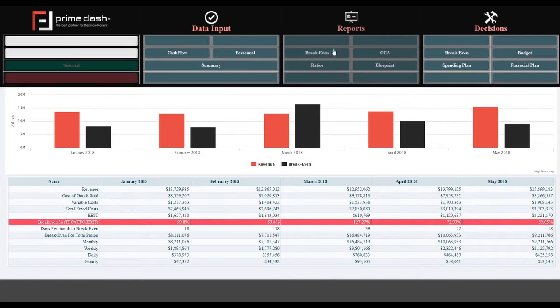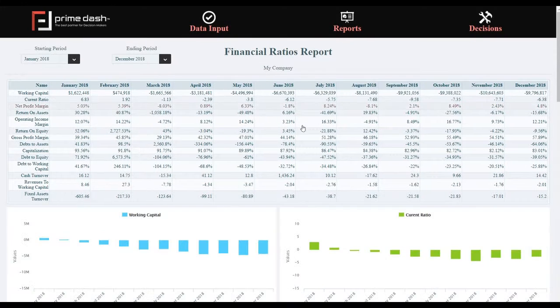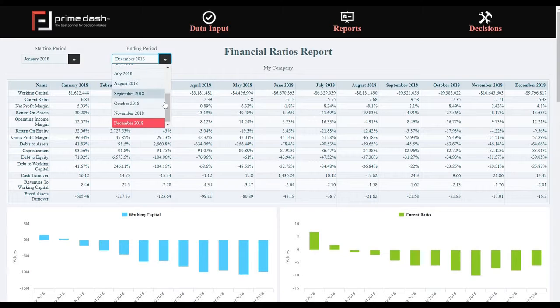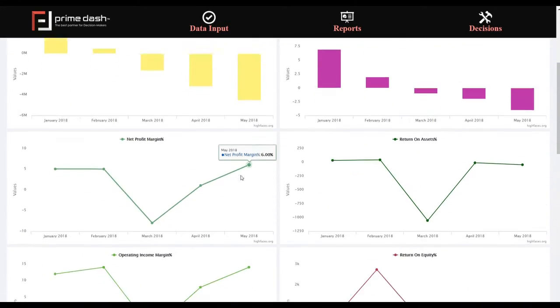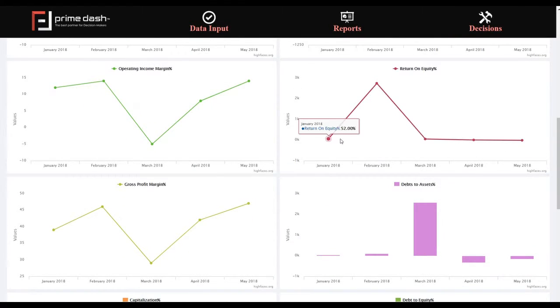The ratios report gives you the main performance indicators and is divided into 4 sections: liquidity ratios, profitability ratios, financial leverage ratios, and efficiency ratios.